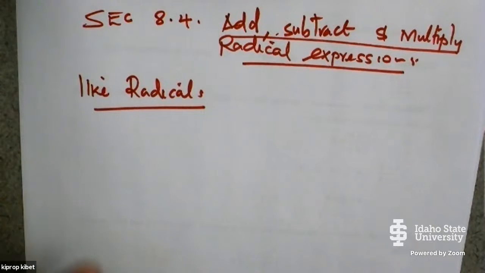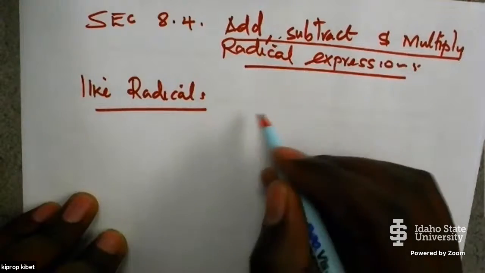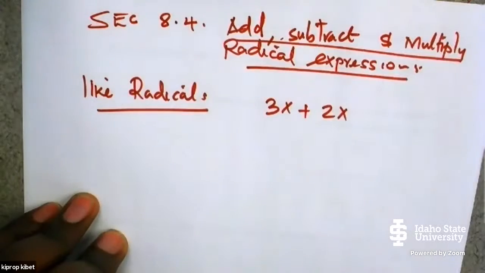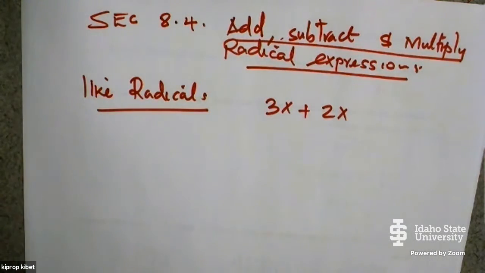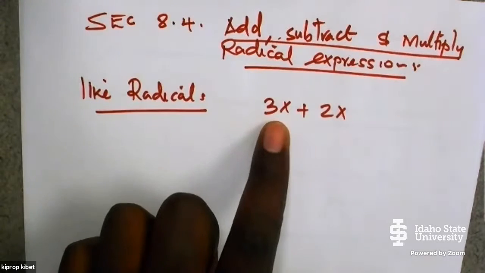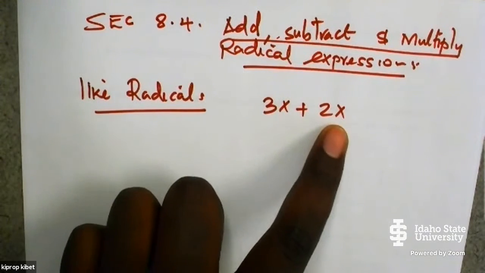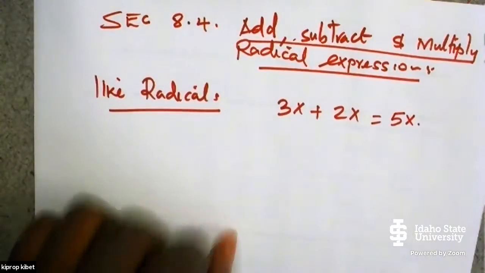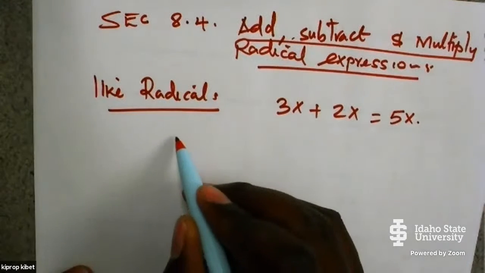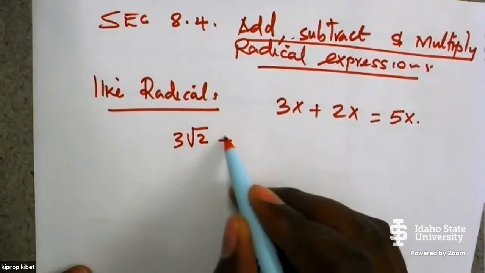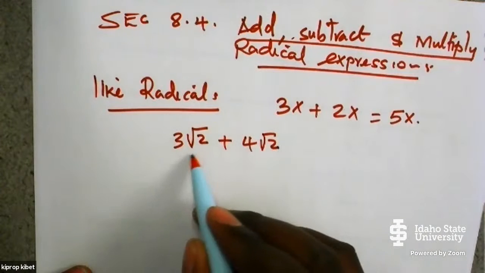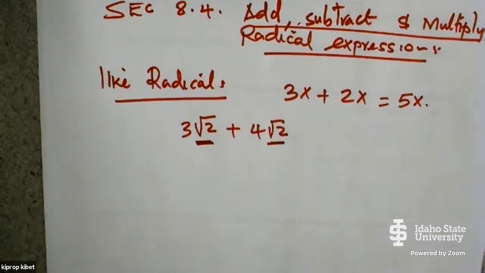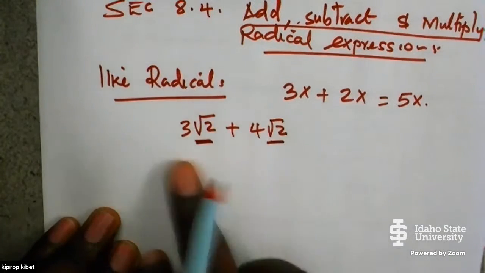In this case, let's say you're adding 3x plus maybe 2x. They are the same terms, right? They have the same x. So this is 5x. It is similar to, let's say you have 3 root of 2 plus 4 root of 2. These are having the like radicals. So you just add, or you just factor out.